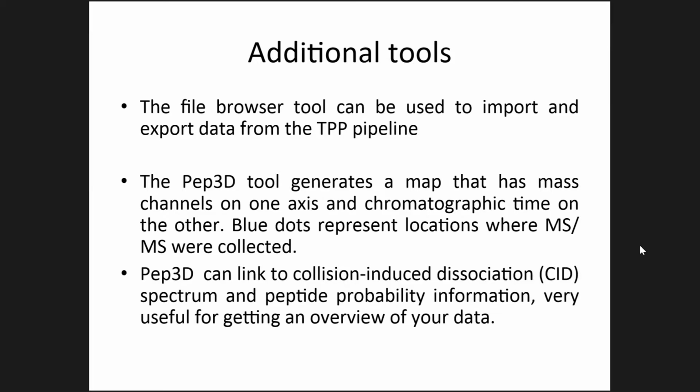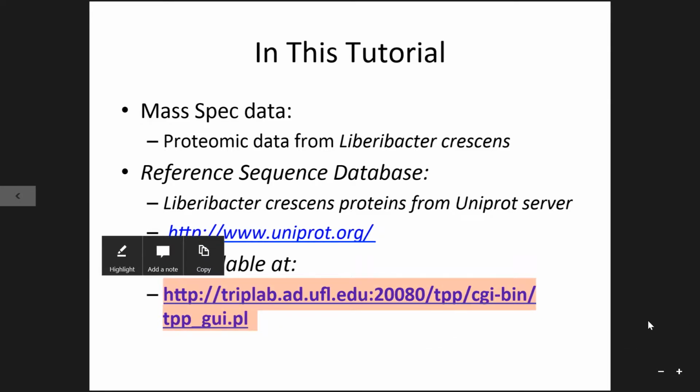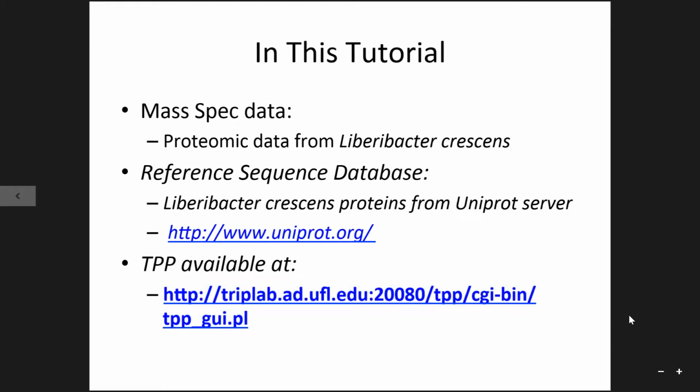For this tutorial, I'll be using a real example with mass spec data from Liberibacter crescens obtained from a proteomic experiment in our lab, and its reference protein sequence database from the UniProt server. You can access TPP by navigating to this link in your web browser. TPP and all the input files are already available online, so it's not necessary to install anything on your computer.